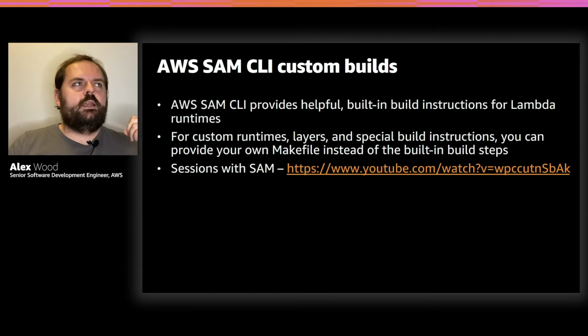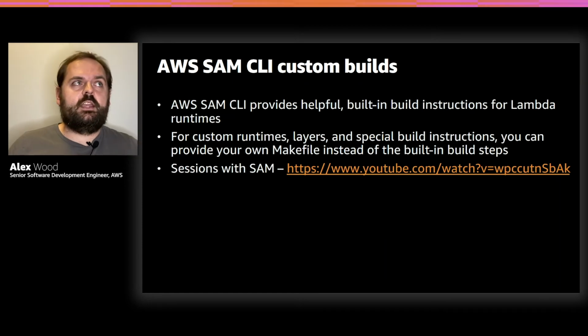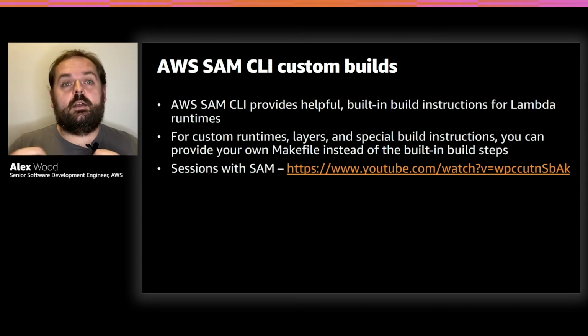Cool. So SAM CLI does provide really helpful built-in build instructions for Lambda runtimes that set up and properly package things to run smoothly in Lambda. But if you're using custom runtimes, if you are building layers, or you have special build instructions that you would like to specify that are different than the defaults, you can absolutely do that using a makefile that you provide. And if you're interested in learning more about this, our multi-talented developer advocate, Eric Johnson, has a series called Sessions with SAM, which has video examples.